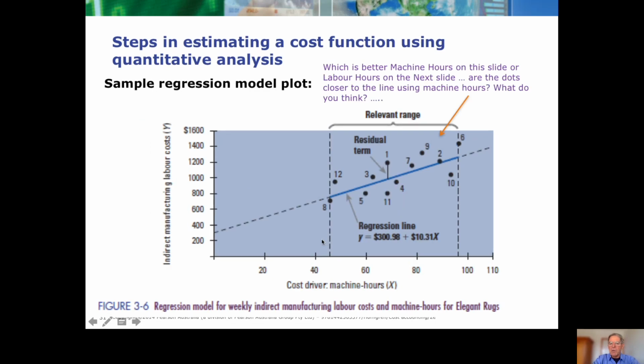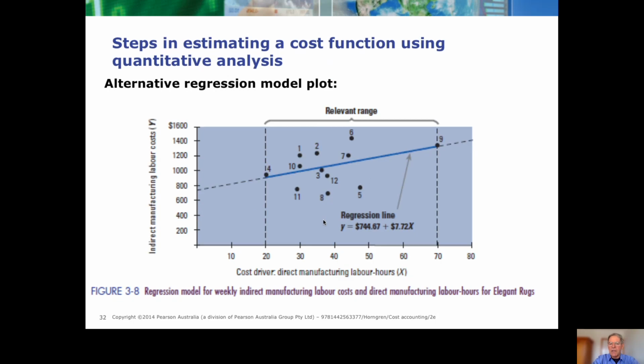For me, when I'm looking at that, with machine hours the dots seem a little bit closer than here. Here the dots seem a little further away, and the further they are from the line, the less reliable it is. Does the line go like this? Does the line go like this? These 8s and 5s are sort of dragging it, or is the line more like this? It's a bit less predictable to try and work out what our linear cost line looks like.